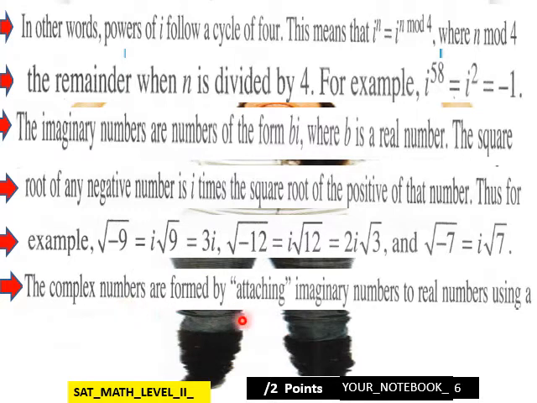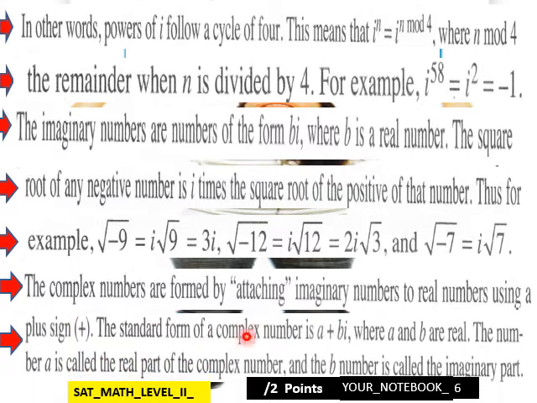Complex numbers are formed by attaching imaginary numbers to real numbers using a plus sign. The standard form of a complex number is a plus bi, where a and b are real. The number a is called the real part of the complex number, and the number b is called the imaginary part.